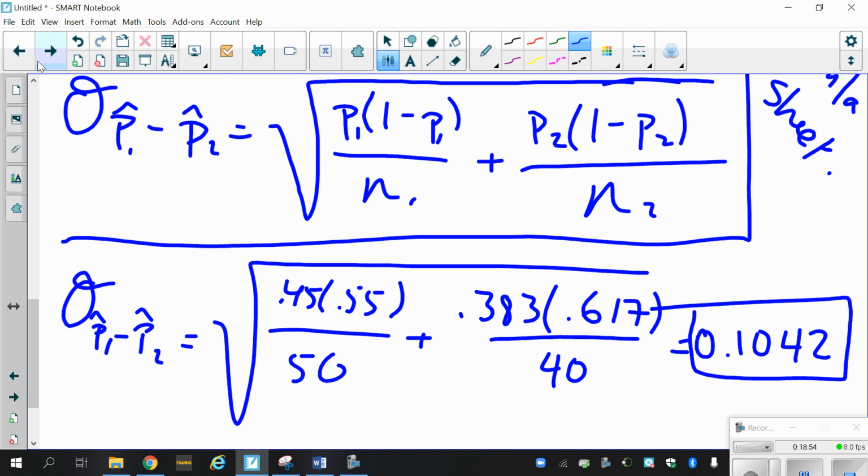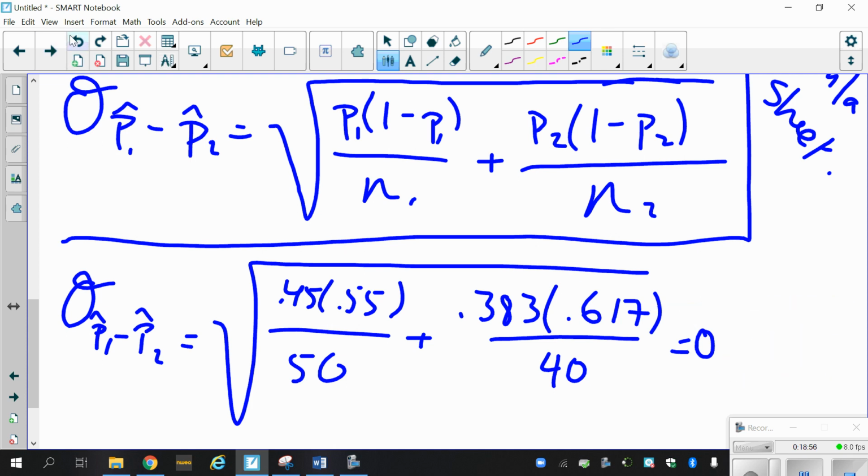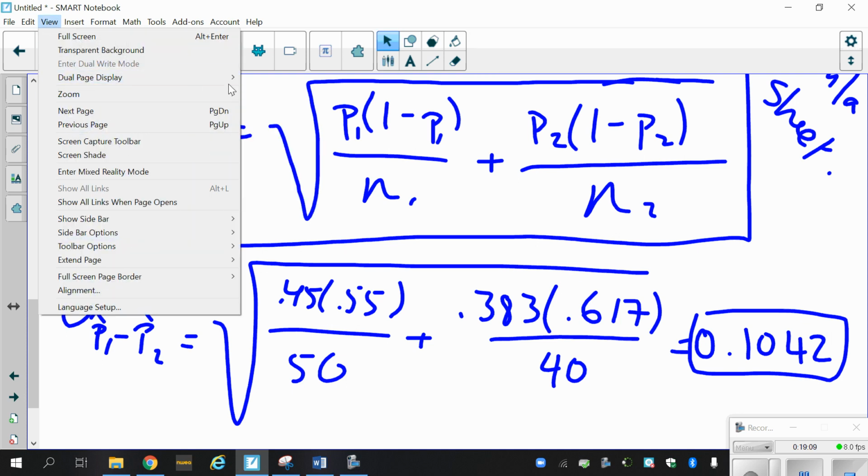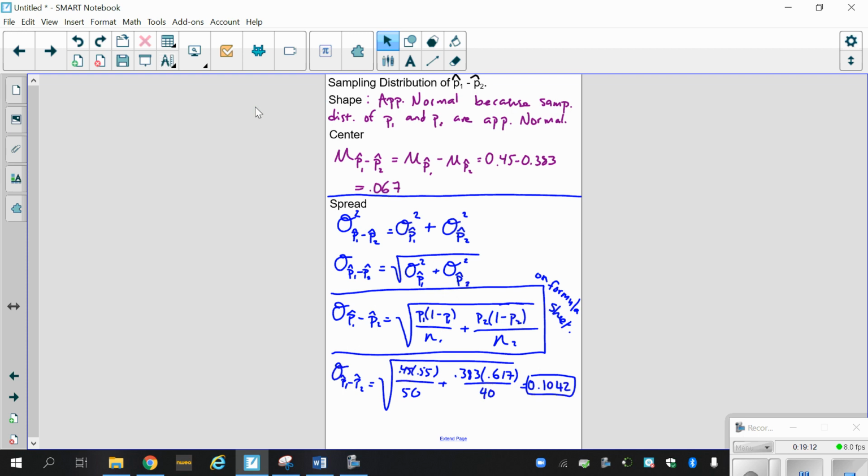Okay. Too far with that one. All right. So feel free to pause the video, finish writing all this stuff down in your notes, take a screenshot if you need to. But that is it for today. We are just exploring and looking at the sampling distribution of the difference between two proportions.